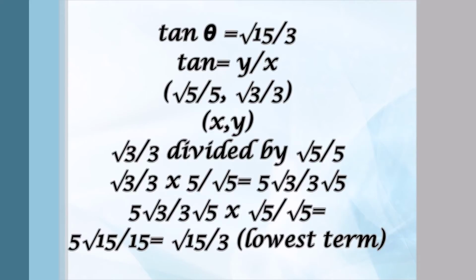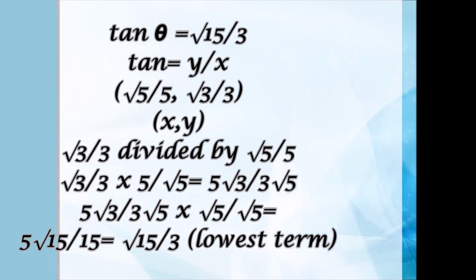So square root of 3 over 3 multiplied by 5 over square root of 5 is 5 square root of 3 over 3 square root of 5. Eliminate radicals in the denominator, so 5 square root of 3 over 3 square root of 5 times square root of 5 over square root of 5 is equal to 5 square root of 15 over 15. Lowest term, then the answer is tangent theta is equal to square root of 15 over 3.